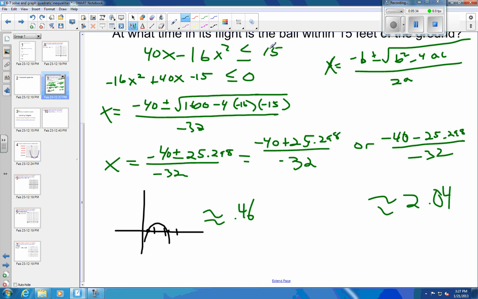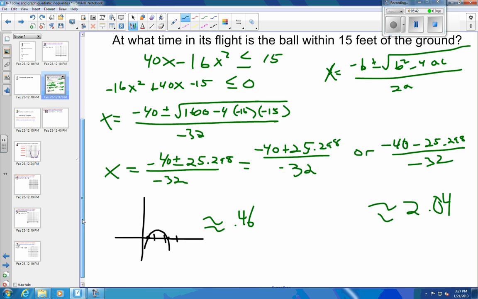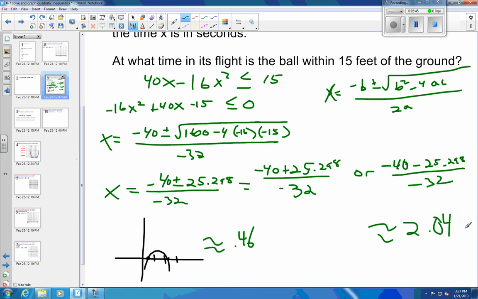There's one other thing you're going to want to think about, though. Eventually this thing's going to hit the ground, and then the seconds aren't going to matter anymore. So you might want to figure out when this thing's going to hit the ground as well. This is when it's going to be within 15 feet. So the first 0.46 seconds of its flight, and then after 2.04 seconds until it hits the ground.